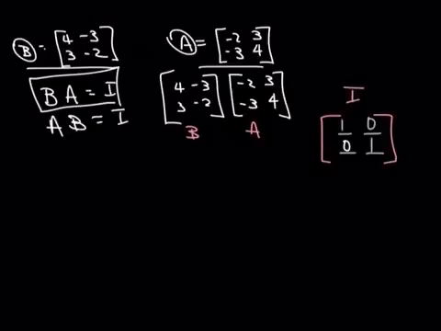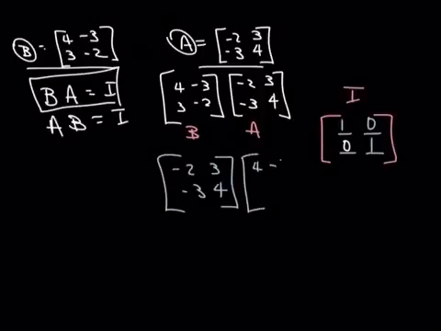Now we have to do it backwards. Okay, 4, negative 3, 3, negative 2. Multiply that, and this time we get that again. So we can say that b is the inverse of a.